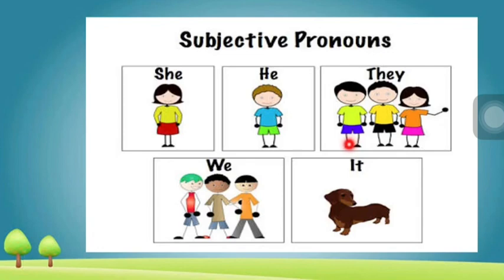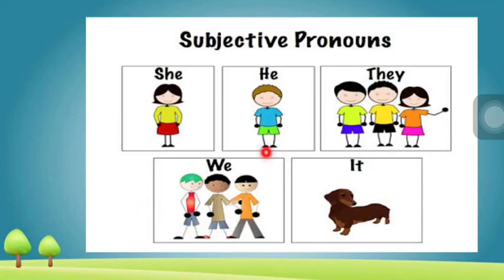Now, Amna, Ali and Ehsan, they are class fellows. See children, Amna, Ali and Ehsan, three of them, they are nouns. So, I have used they instead of the nouns. Is it clear children? When we are talking about so many people or plurals, we use they. What is the pronoun for plurals? They.